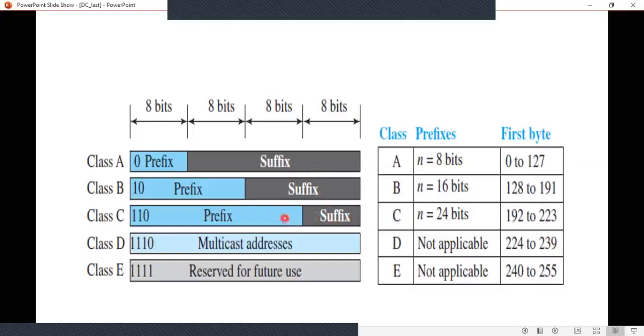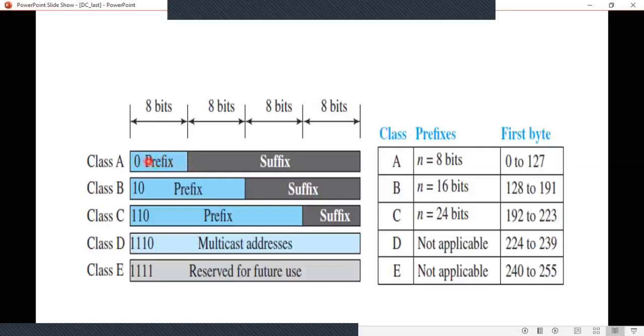And here in class A, the first bit will be 0. That is, this bit is permanent. This bit is used to represent that it belongs to class A. And the rest, 0 is 1 bit, so you have 7 bits here. These have the flexibility, meaning you can change them. Either you can have all 7 bits 0, or you can go up to all 7 bits as ones.